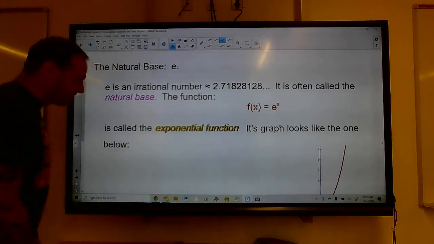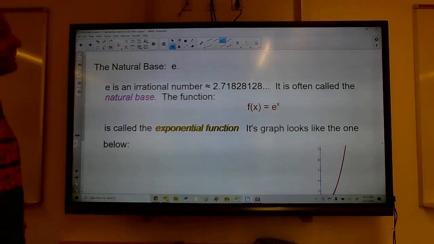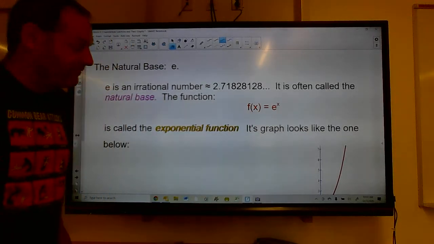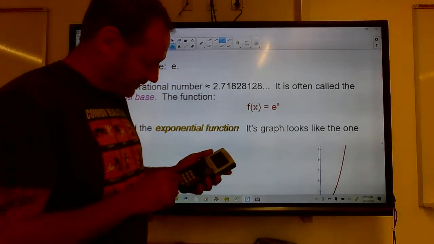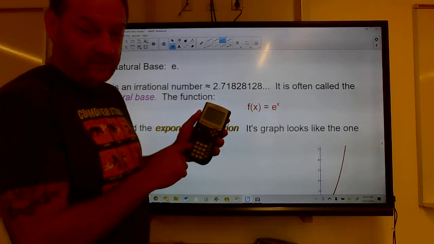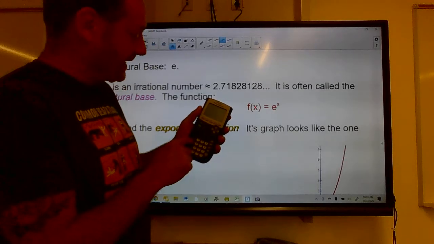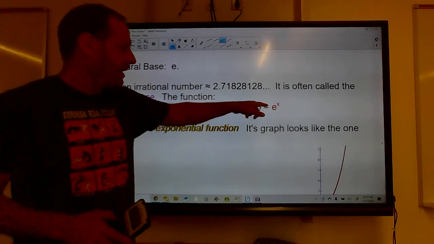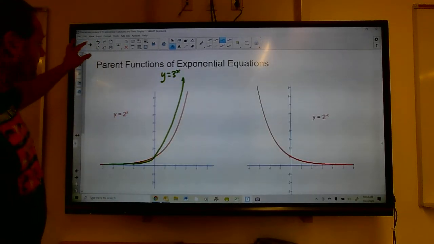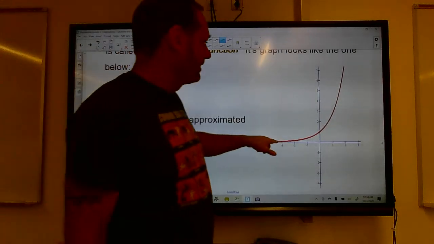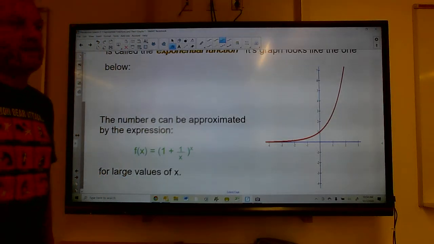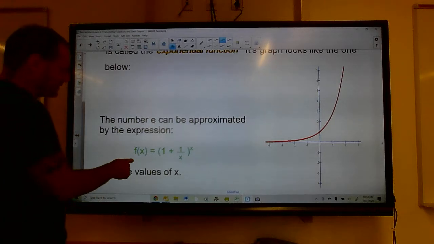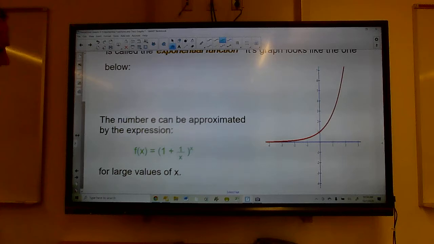Okay, the natural base e. There's a number called e. E is an irrational number. It's approximately 2.7182818. It's often called the natural base, and it's written with a function like this: f of x equals e to the x. If you look on your graphing calculator, right next to the 4, there's a key that says ln. That stands for natural log, and right above that in the blue is e to the x. That's your exponential function. So basically, it's just this number to the x power. It looks pretty much like this, except it's 2.718. So it looks very much like those other things. Now, this is a number that is useful because it occurs in nature all the time. The number e can be approximated using this formula right here, although we're rarely going to use that for large values of x.